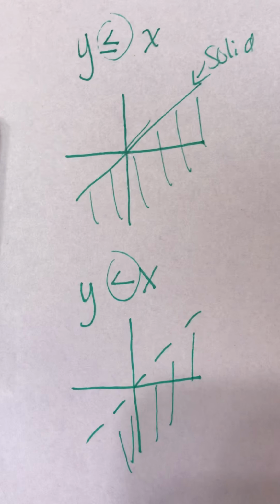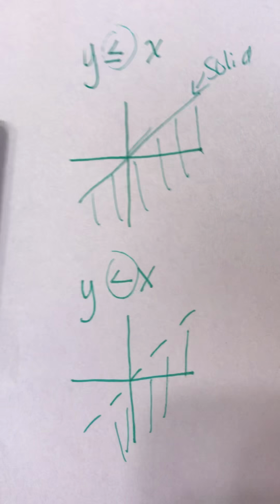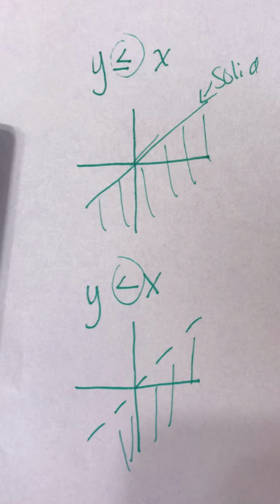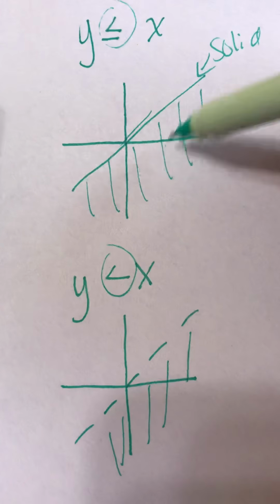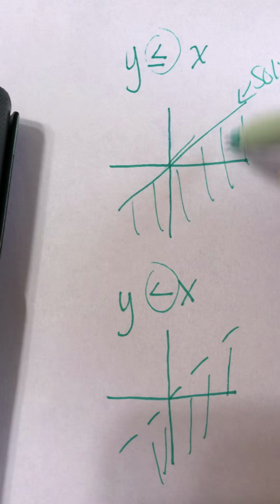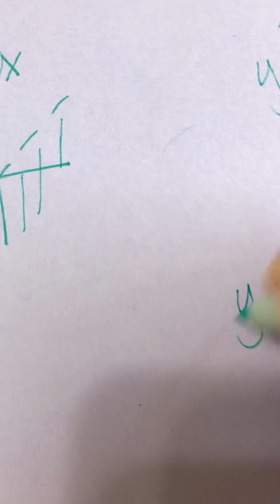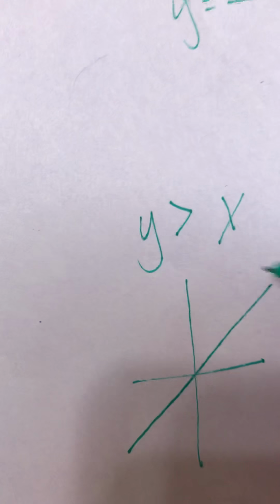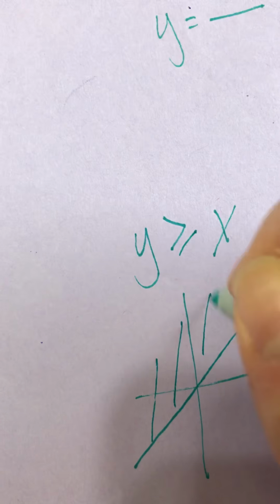When we're grading this on the regions, we're looking for dotted versus solid, and we're looking to make sure that your shading is appropriate above or below. So when it's a less than, it's below, because that's where the y values are less. If you have a greater than, you're going to shade where y is greater, so you're going to shade above.